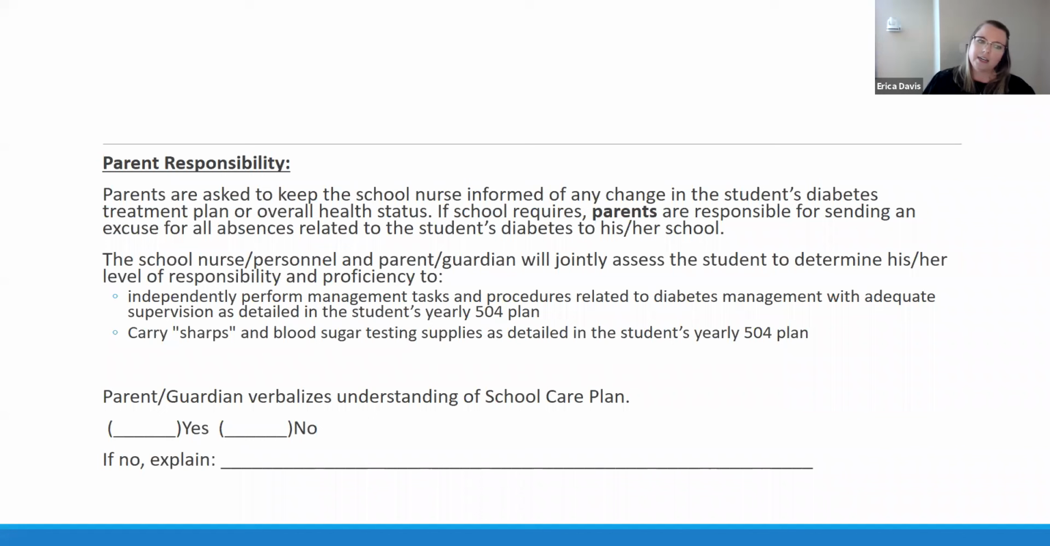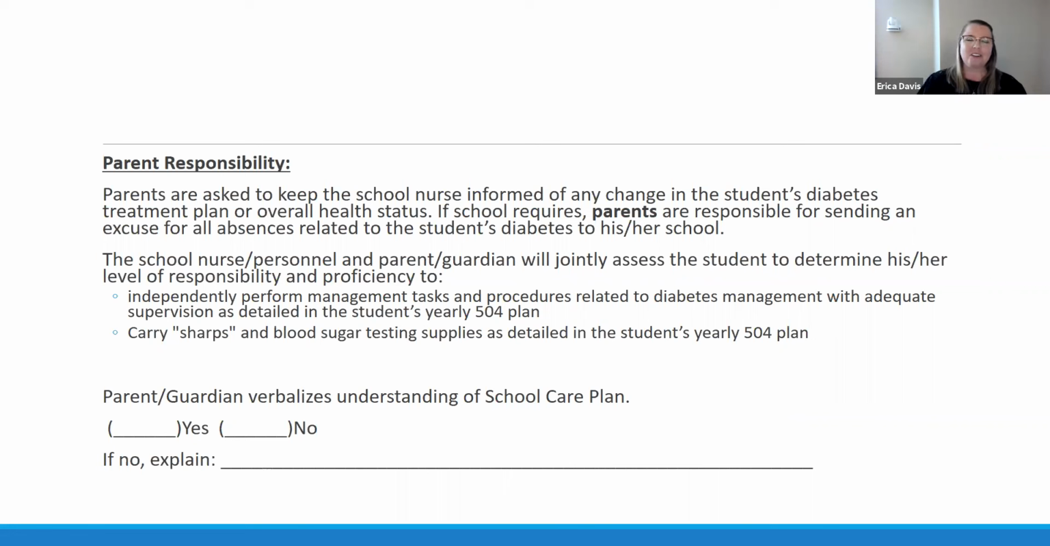And again, in this section, you'll see where it says a school nurse or personnel or parent and guardian will jointly assess the student's ability and responsibility to truly carry out their daily diabetes care, whether that's checking their blood sugar, utilizing their CGM data, giving their insulin doses.